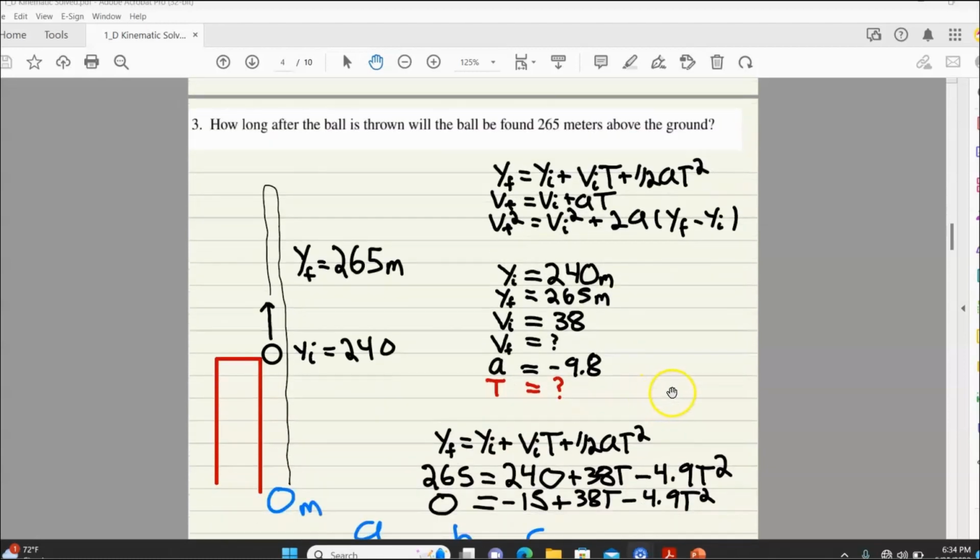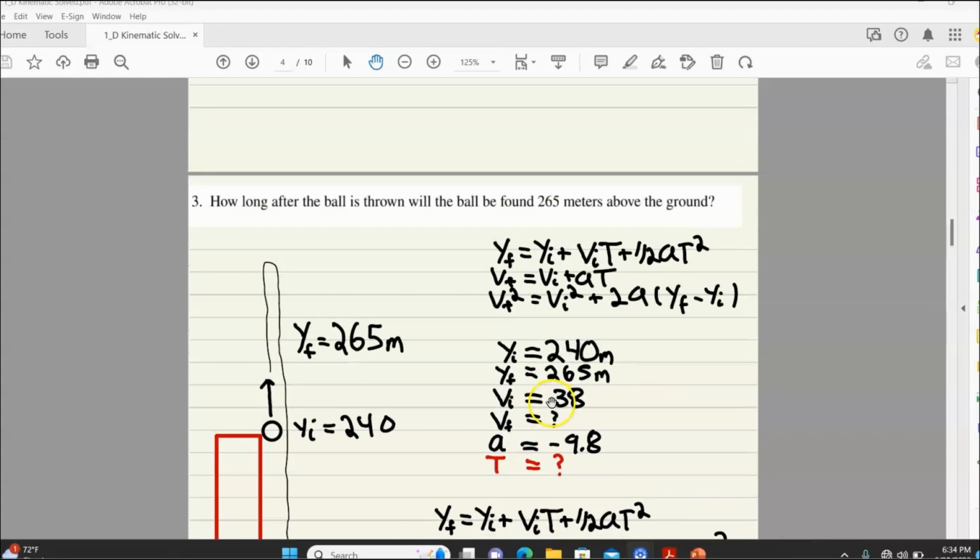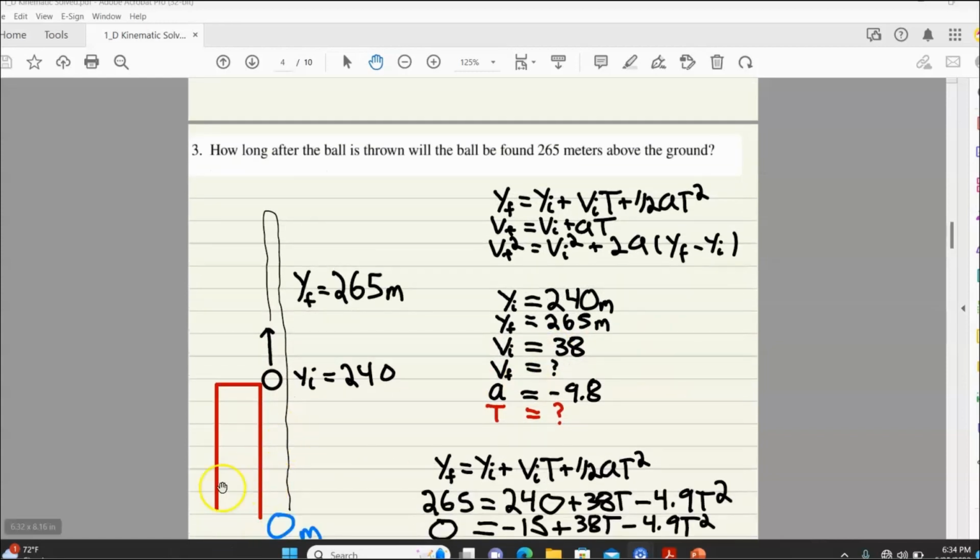Part 3. How long after the ball is thrown will the ball be 265 meters above the ground? So once again, you draw the picture. Here's the ball being thrown from the building. Here's the initial position. And now the final position: the initial position is 240 meters above the ground. The final position is going to be some location 265 meters above the ground.